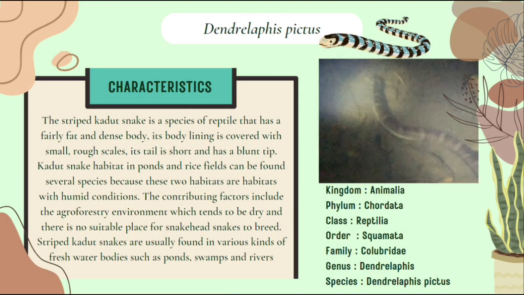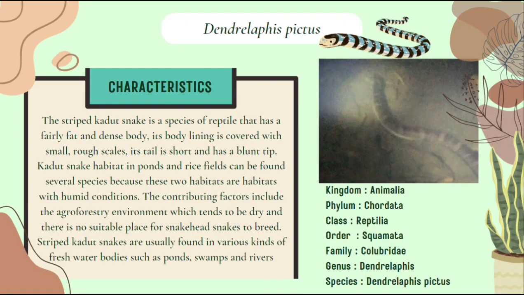Dendrelaphis pictus. This species is classified as Kingdom Animalia, phylum Chordata, class Reptilia, order Squamata, family Colubridae, genus Dendrelaphis, and species Dendrelaphis pictus. The characteristics of this species are that the striped snake is a species of reptile that has a very fat and dense body. Its body lining is covered with small, rough scales.